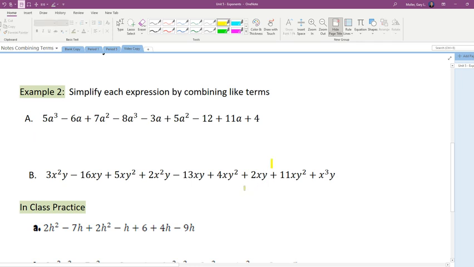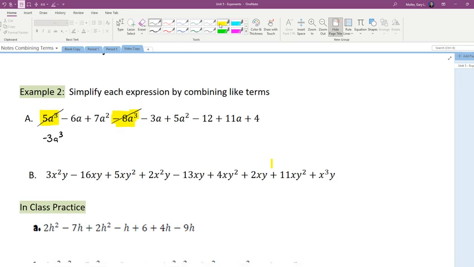There are lots of ways to do this. I think the most logical way is just to go through and identify the ones that are the same. So I'm going to start and see if there are any more a cubes out there. I see this one, and I'm going to make sure to pay attention to the negative of it as well. And I keep going. Those are my only two a cubes, so I might as well do those right now. 5 minus 8 is negative 3a cubes. Then I'm going to cross them out, so that I make sure I get everything accounted for.